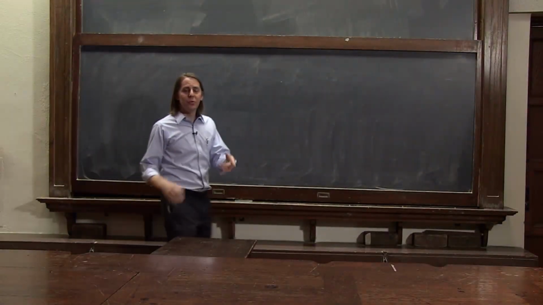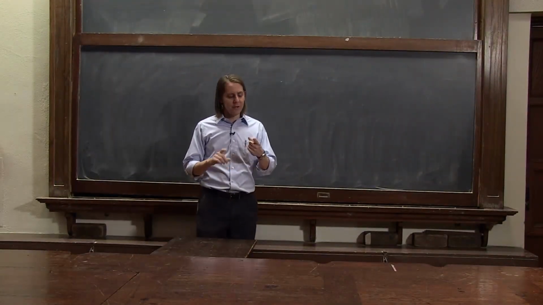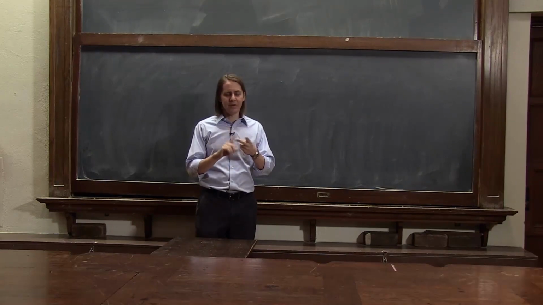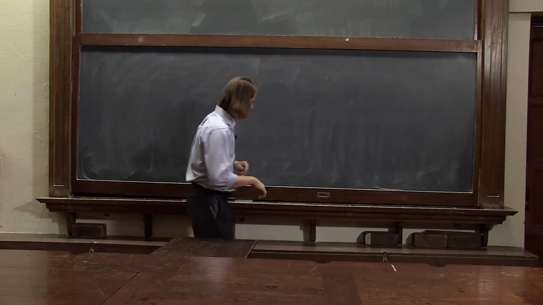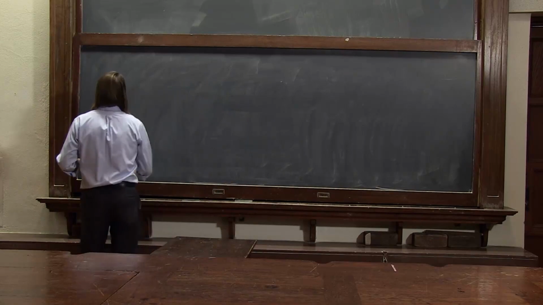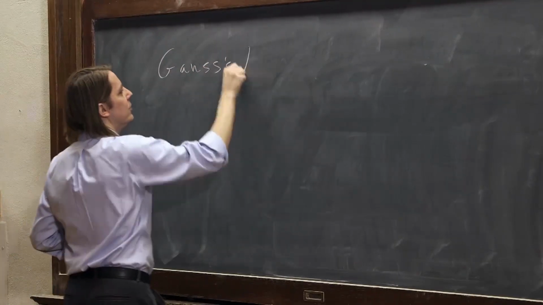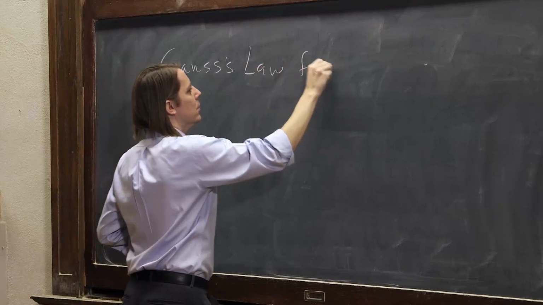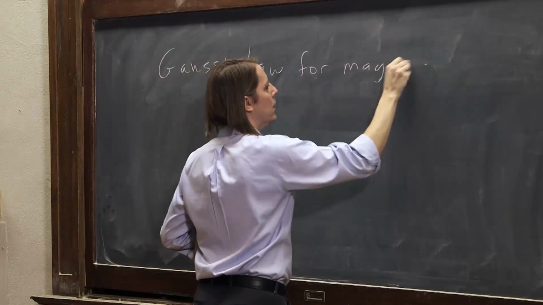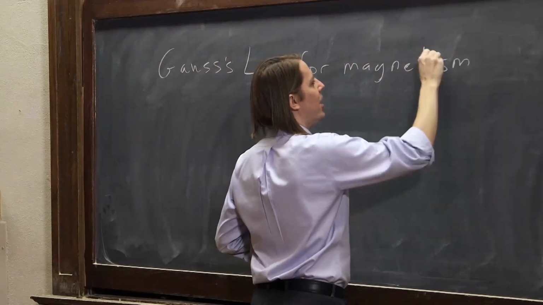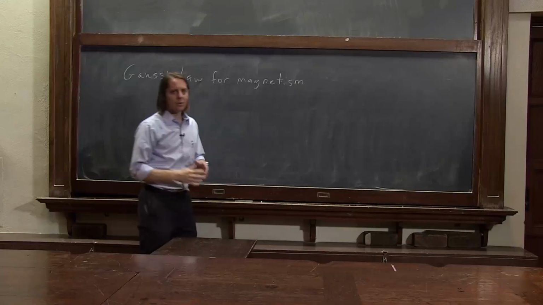So we are now up to 2 of the Maxwell's equations. We have Ampere's law done, and we have Gauss's law. And we will very quickly knock out a third one. The third one is Gauss's law for magnetism. This is perhaps the most interesting one.